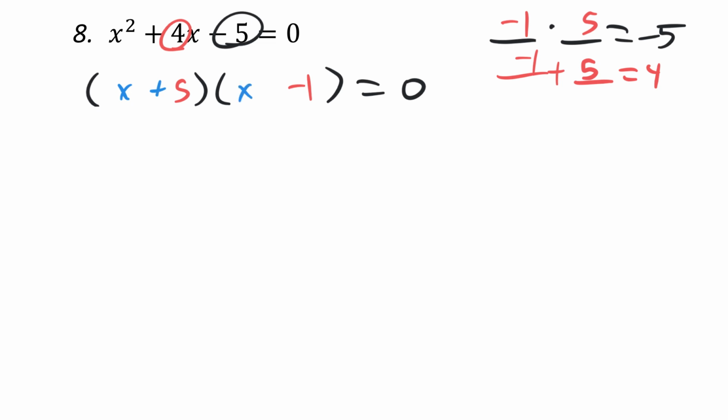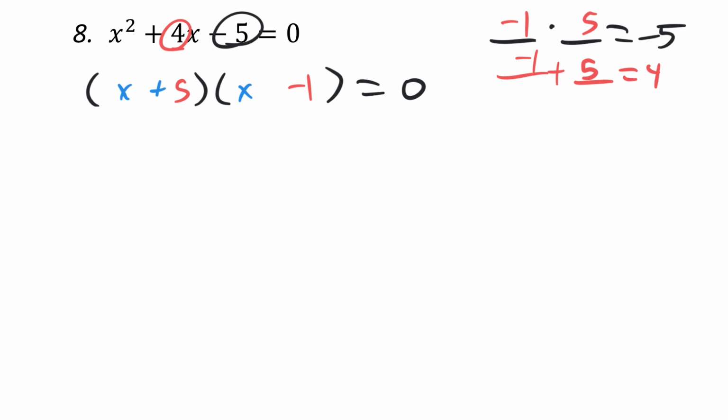Now if you look, x times x is x squared. x times negative 1 is negative x. 5 times x is positive 5x. So that'll give us a 4x. And 5 times negative 1 is negative 5. So this is indeed the same thing we had.